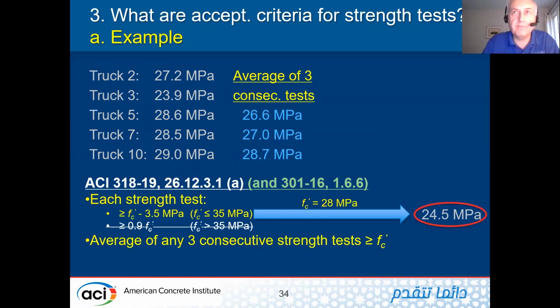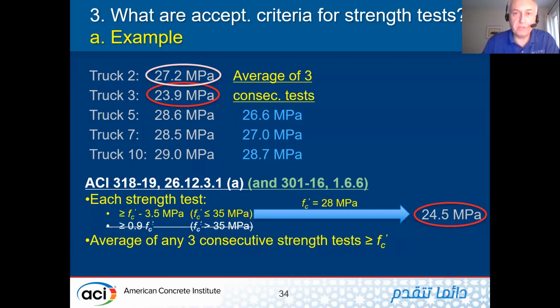So we can compare the values for our strength tests from individual trucks, and we see that one of those, truck number 3, is less than 24.5, meaning it's non-compliant. Now the question is, how about 27.2? It's less than 28, which is specified strength. According to ACI 318 and 301, it's not a problem. It's allowed to have a strength test being below the specified strength. But since it's more than 24.5, it's not a problem.